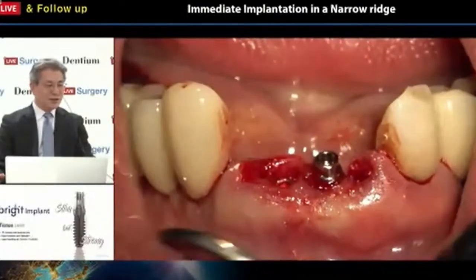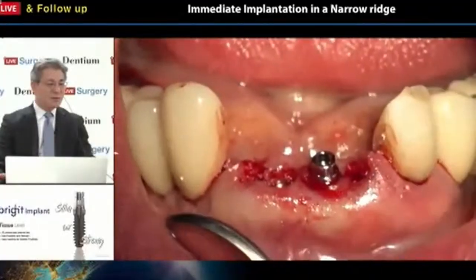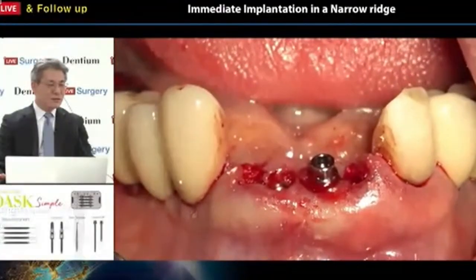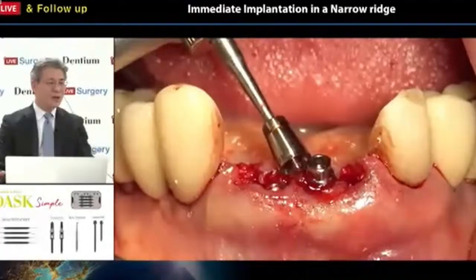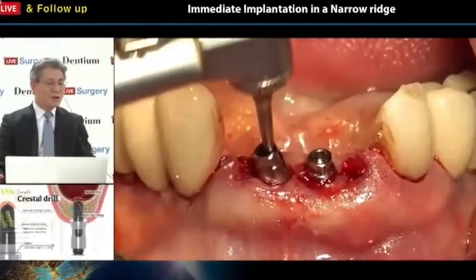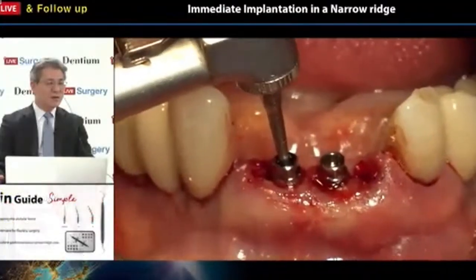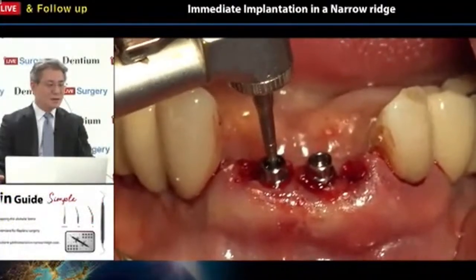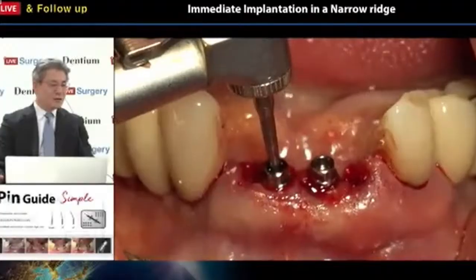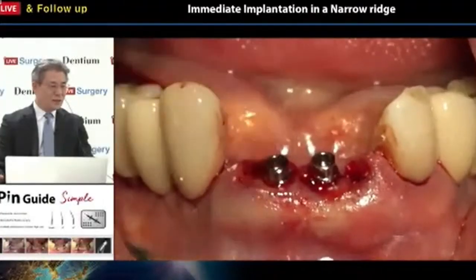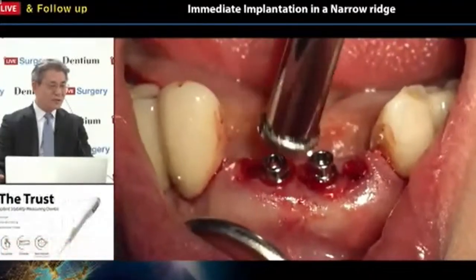So changing the direction, actually a better direction, to slightly remove again, and then to put it again into the socket area or osteotomy area, and to make a better direction and depth, and finally connect with the scan abutment again.